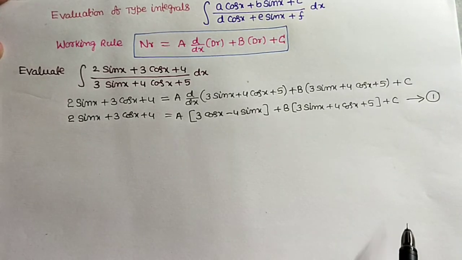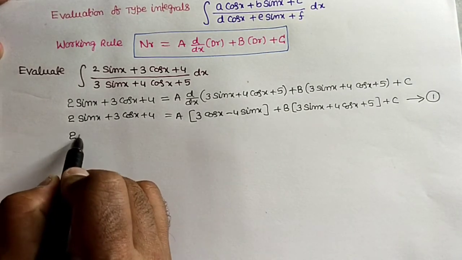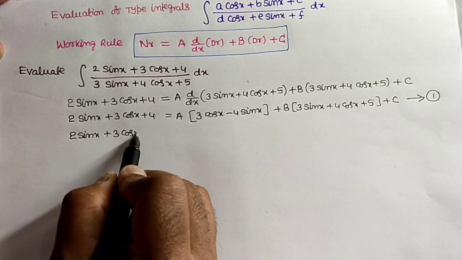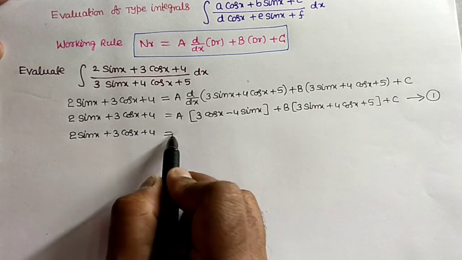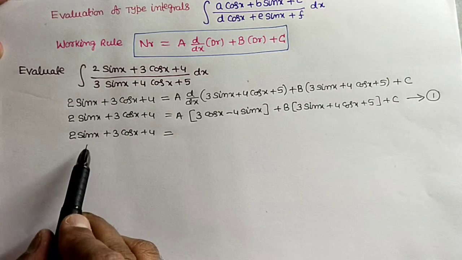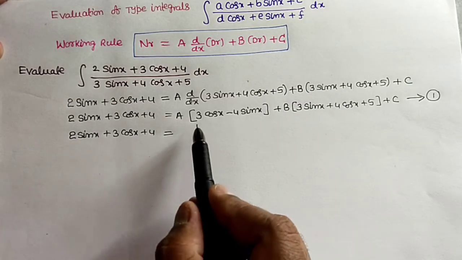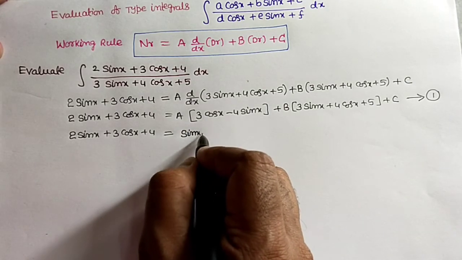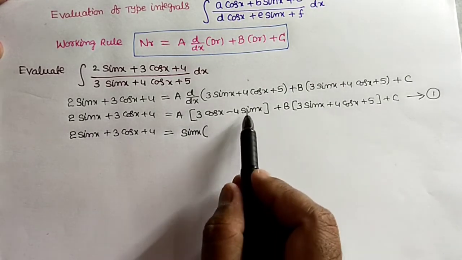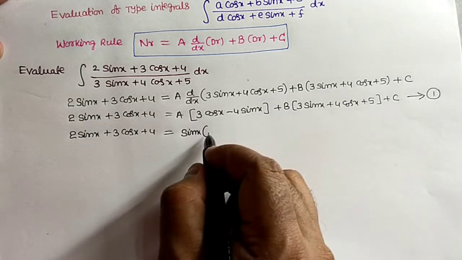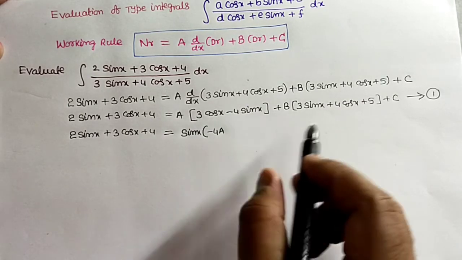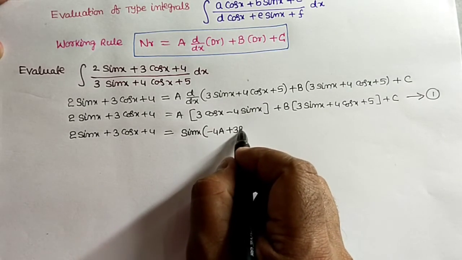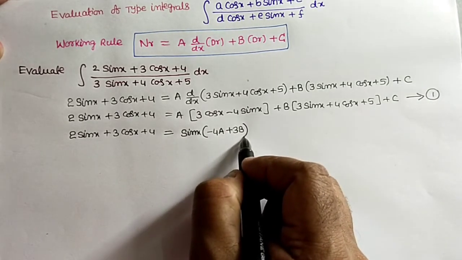After that, 2 sin x plus 3 cos x plus 4 equals, here in this LHS, sin x is the first term. From the RHS also, wherever the sin x terms are there, you have to take sin x common and write the rest of the terms. So here the sin x term is minus 4 into A, minus 4A. Here the sin x term is 3 into B, plus 3B. Is there any sin term in this? No. You can close the bracket here.